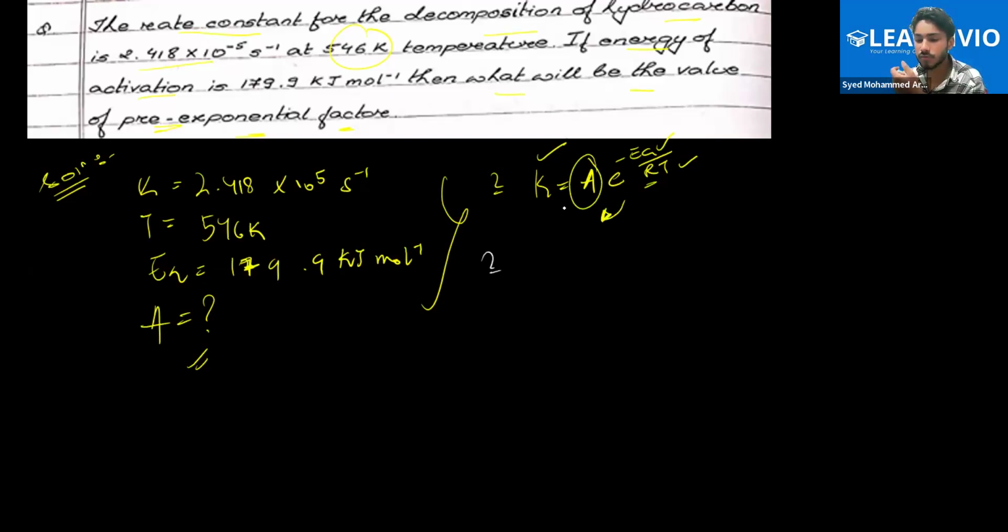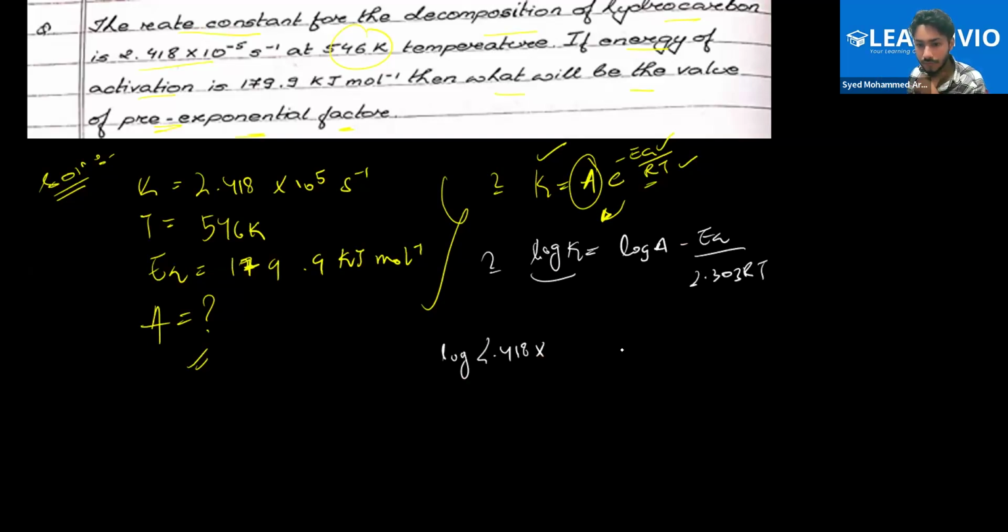So what I'll do, I'll just take the log on both sides. After simplifying this, I'll get the formula: log k equals log A minus Ea upon 2.303 RT. This is the formula. Now just put the values. Log 2.418 into 10 to the power of 5 equals log A, which you have to find, minus Ea. So the value of Ea would be 179.9 into 10 to the power of 3 divided by 2.303, multiplied by R, then everything is in SI unit.